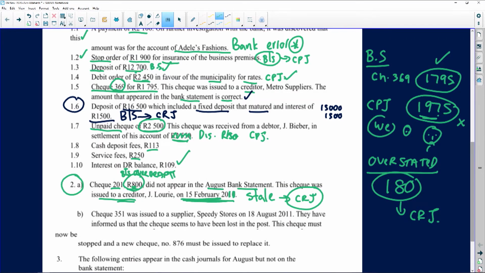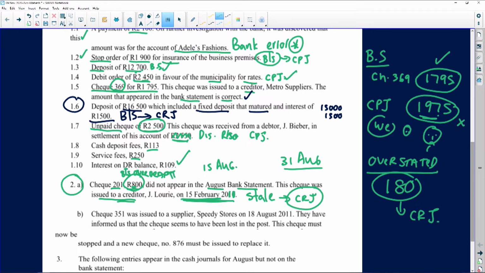But more importantly, if a check is more than 6 months, in this case, issued on the 15th of February, remember we're now on the 31st of August. So 6 months, 15th of Feb to the 15th of August, that should be 6 months. So once you hit the 15th of August, it's sorry J. Lurie, you cannot cash this check anymore. This check is now stale.